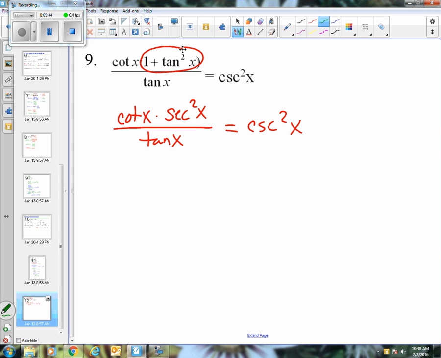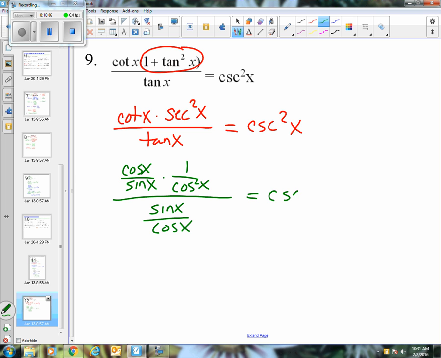Now, we have all different functions, can't actually do it, don't have to factor. So let's do a little bit with changing things over to sine and cosine. So cotangent would be cosine over sine. Secant squared is 1 over cosine squared. Tangent is sine over cosine. And what I'm trying to prove is that this is cosecant squared of x.